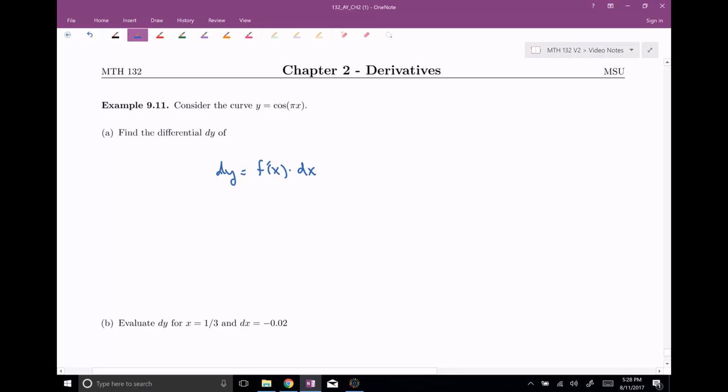So the differential, well, we can calculate the derivative of this, right? So if here's my function, f prime of x is going to be equal to the derivative of cosine, which is negative sine. Leave the inside alone, then multiply by the derivative of the inside. I have to use the chain rule here. And so dy is equal to, let me substitute that in, here's my f prime of x, so this is going to be negative pi sine of pi x times dx.